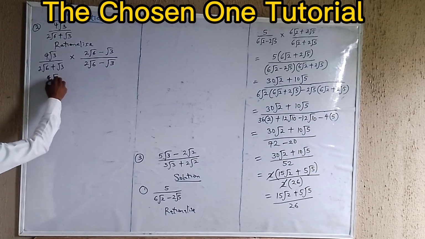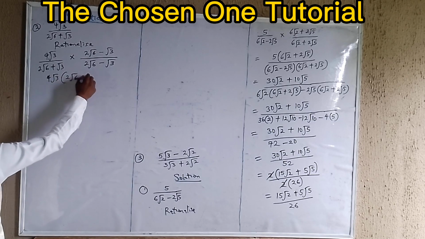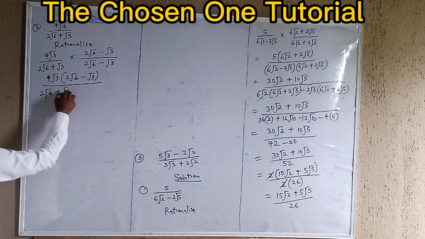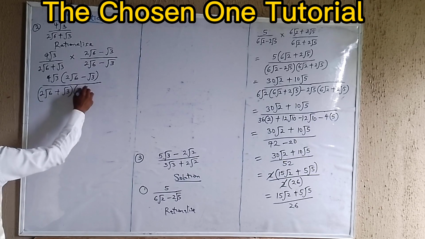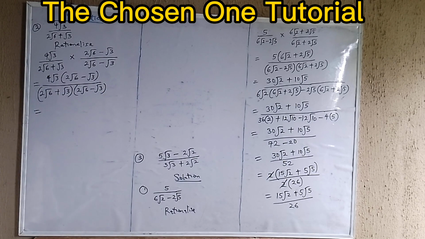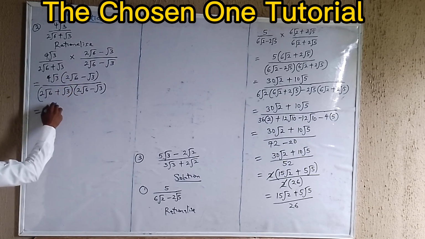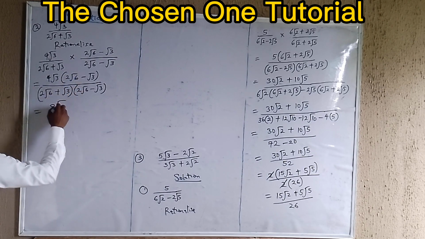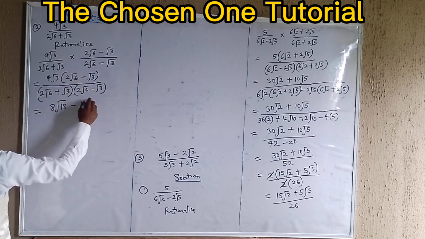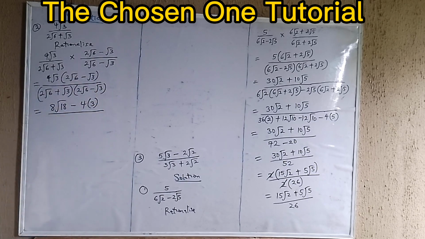We are going to have 4 root 3 in bracket of 2 root 6 minus root 3 over 2 root 6 plus root 3 in bracket. And we are going to have 2 root 6 minus root 3. So we are going to simplify further. 4 times 2, that is rational number multiplied by rational number. 4 times 2 will give us 8. Root 3 times root 6 will give us root 18. 4 times 1 here is 4. And root 3 times root 3 will give us 3. Don't forget that.